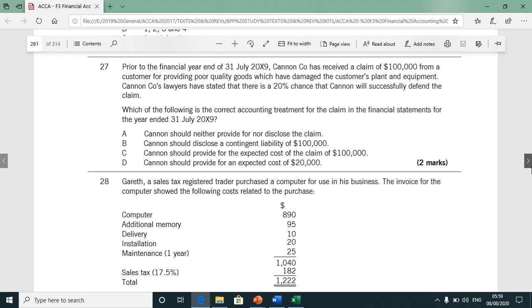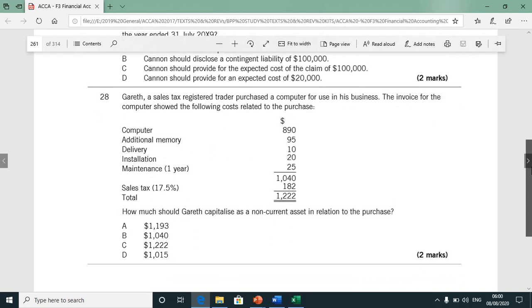B says Canon should disclose a contingent liability. But again, contingent liabilities have to deal with a possible obligation. This one is no longer a possible obligation. This one is virtually certain. Then C says Canon should provide for the expected cost of the claim of 100. I go for that. You provide in full. You can't restrict yourself. D says restrict yourself to 20% of that amount. You don't do that. So the prudence concept says if we have anticipated losses, those losses must be provided for in full.